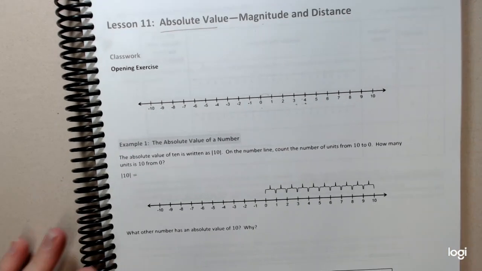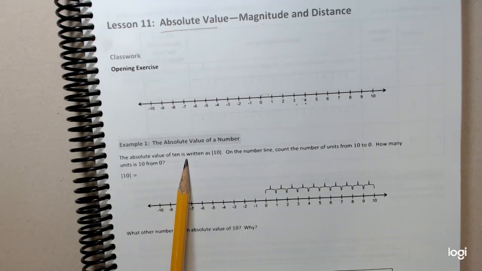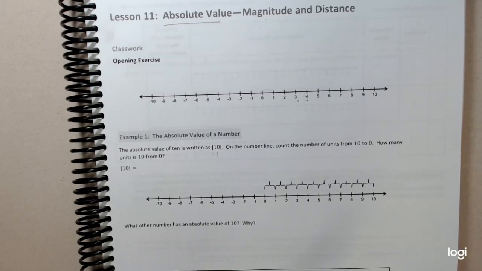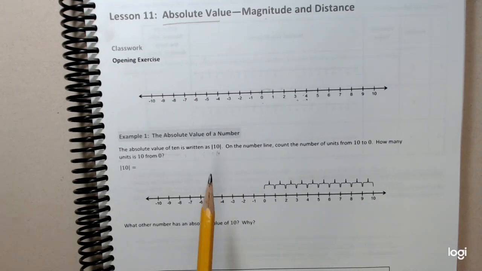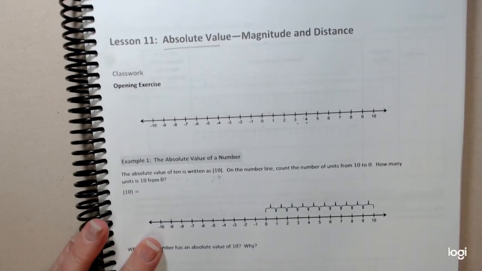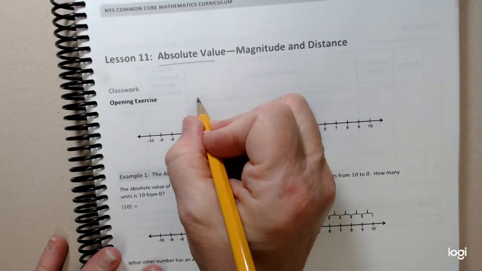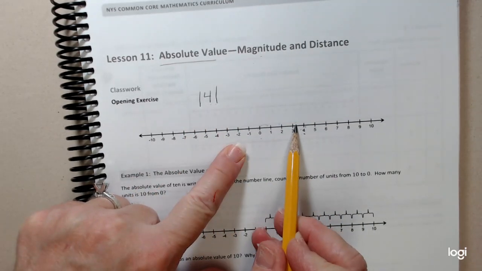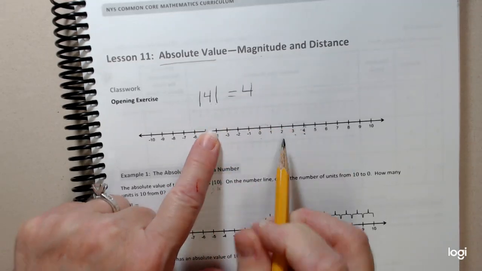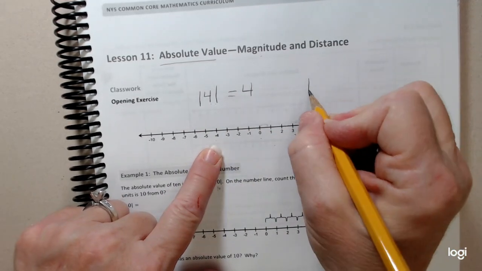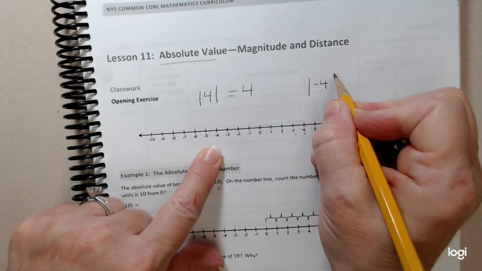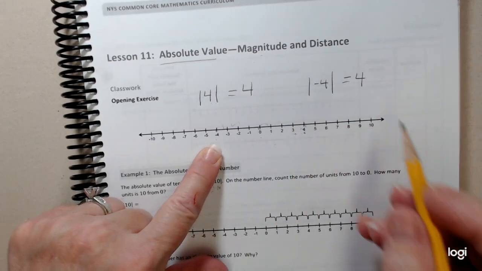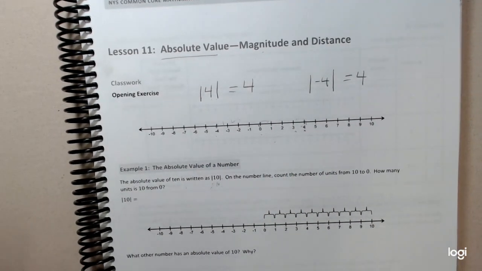If you go down to example number 1, the absolute value of 10 is written as 10 between two parallel lines. That way we don't have to spell the words absolute value. So for example, up here on our top problem, what is the absolute value of 4? Well, 4 is 4 places away from 0. What's the absolute value of negative 4? It is 4 as well. It's also 4 places away from 0. Okay, so we're going to practice this.